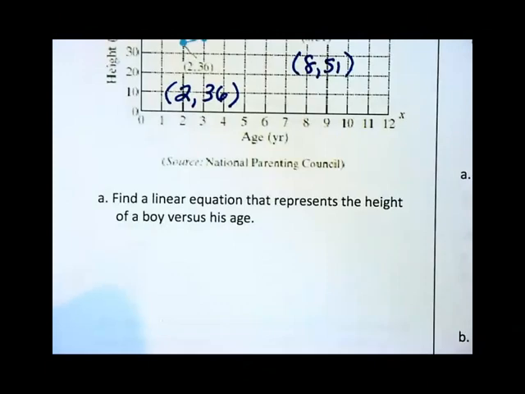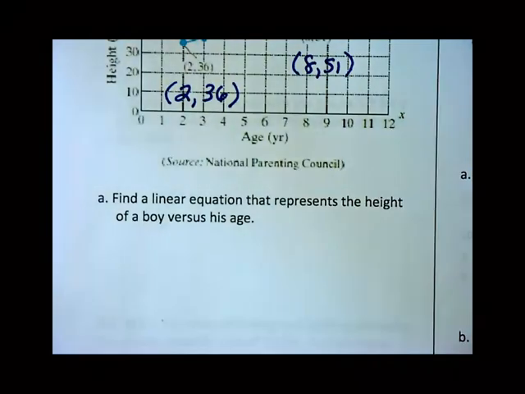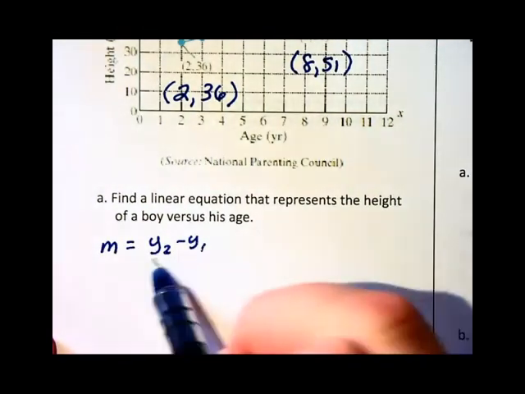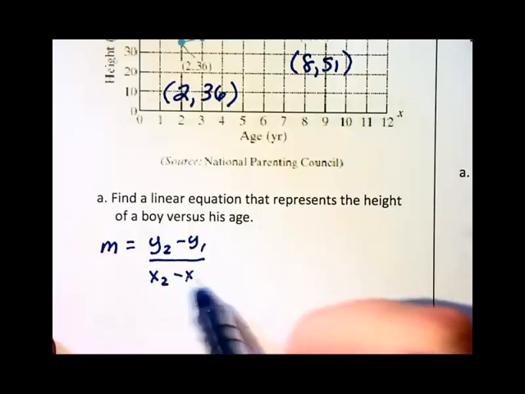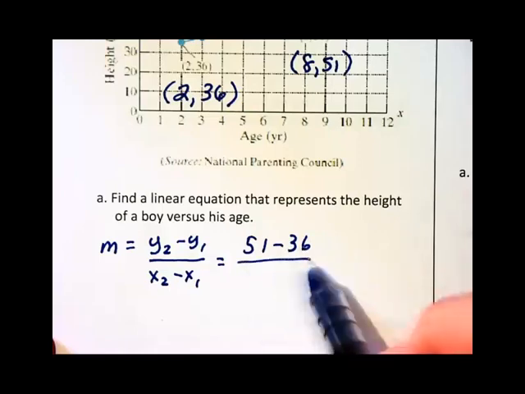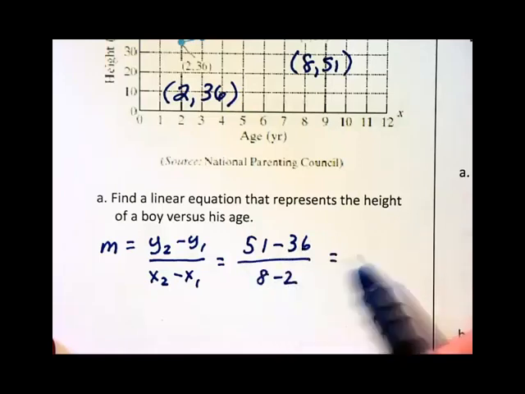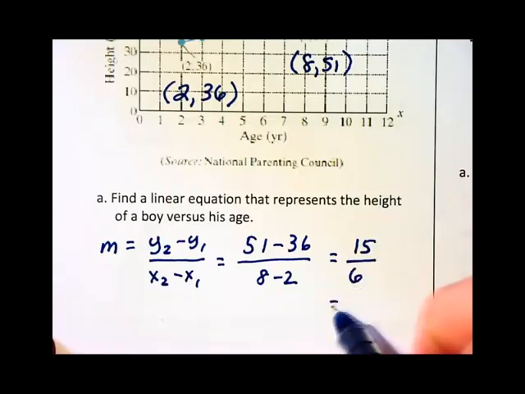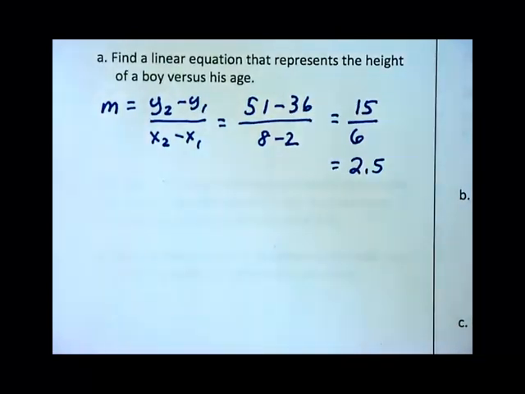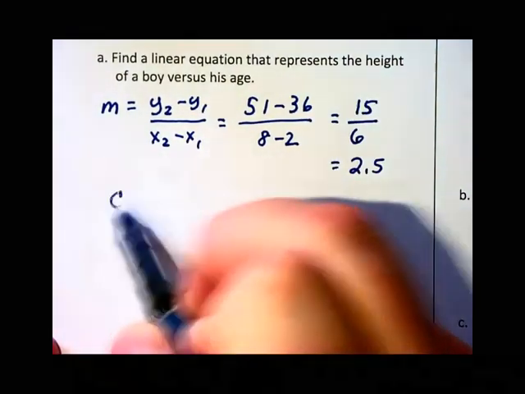Now it asks us to find a linear equation that represents the height. Okay, we want to use those 2 points to find our slope. m equals the difference of the y's over the difference of the x's, and that will become 51 minus 36 over 8 minus 2, which is 15 over 6, which I'm going to turn into decimal form, 2.5, for the purposes of this problem.